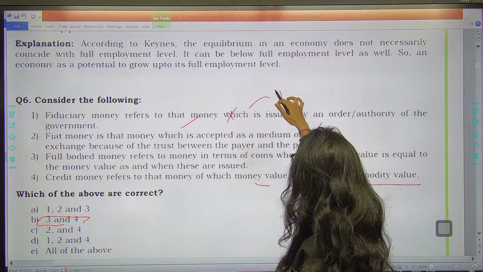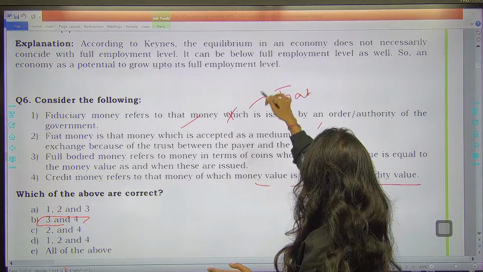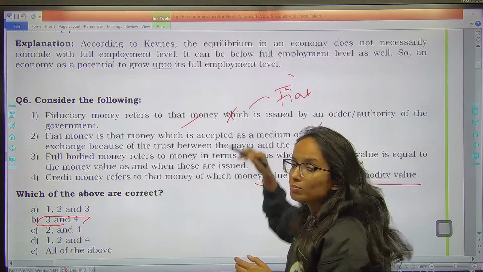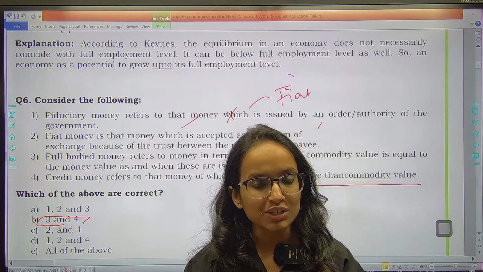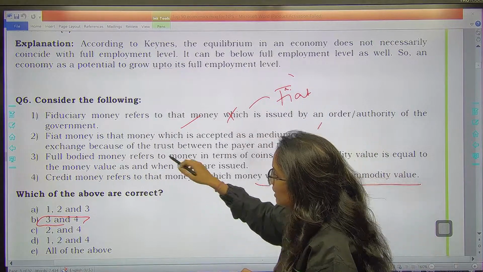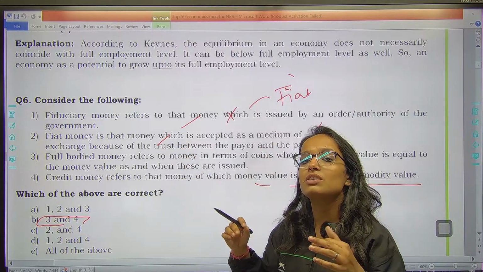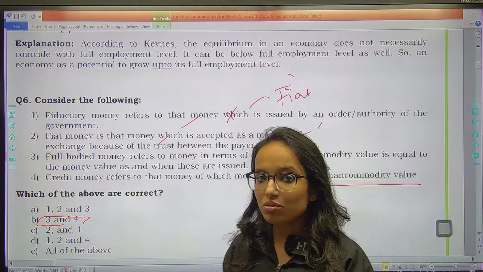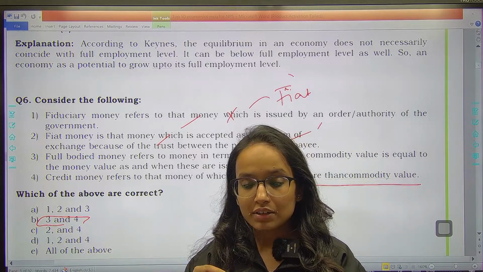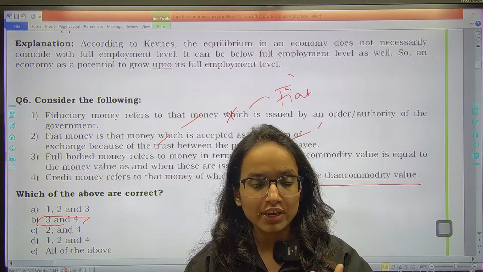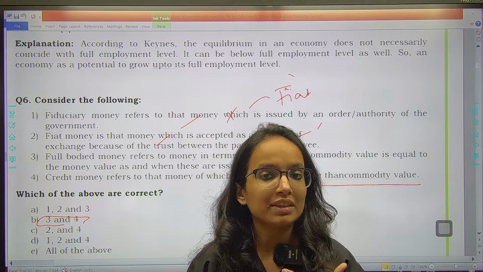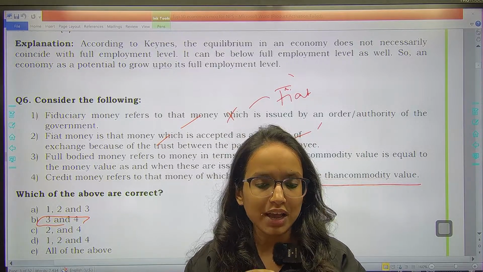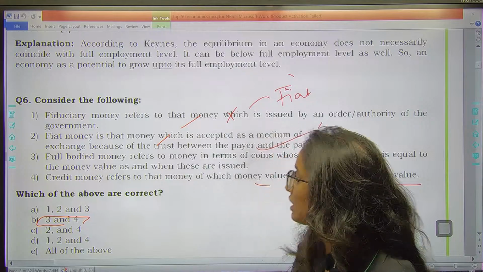No, fiat money, right? Our legal tender, which is issued by authority or by an order, is fiat money. Fiduciary money is one which is accepted as a trust between two parties, like checks and all. So your currency notes are fiat currency, but the checks which you receive as a form of payment are fiduciary money. They are accepted as a form of trust between two parties.